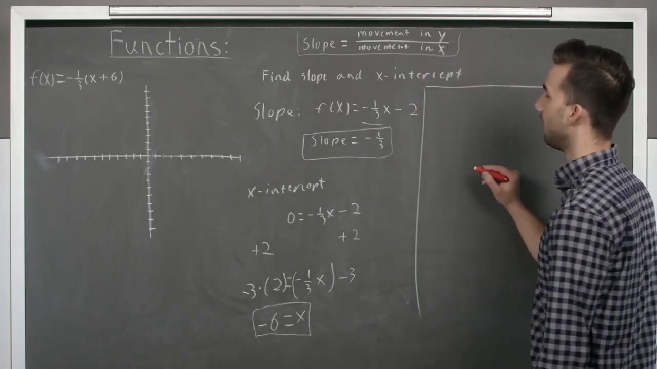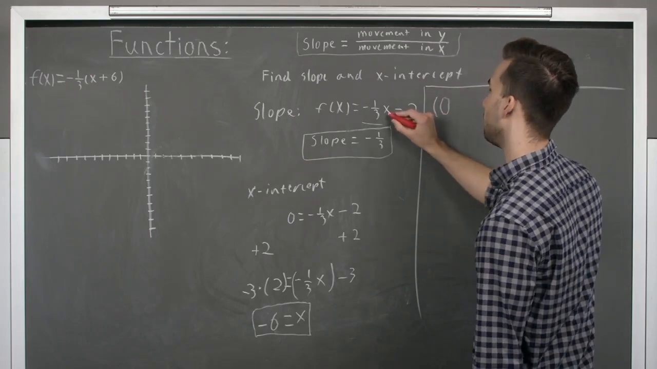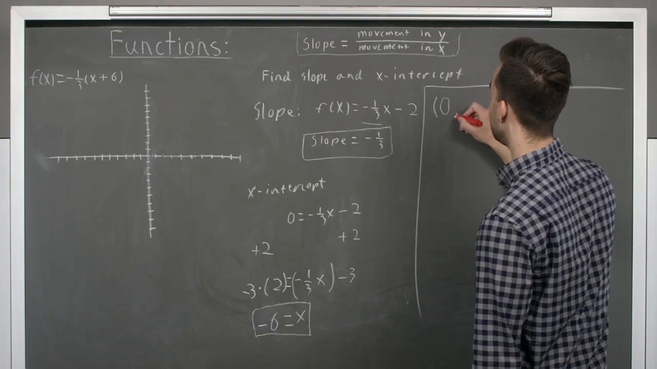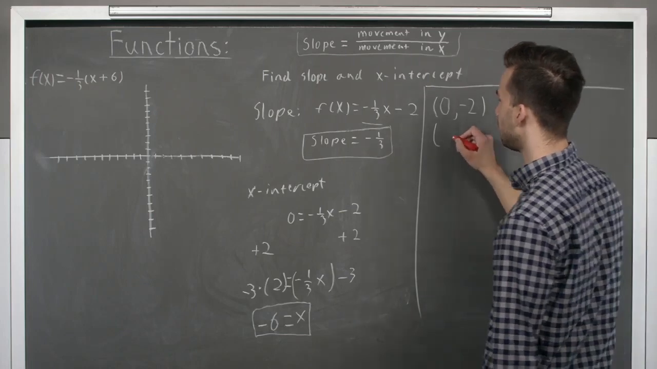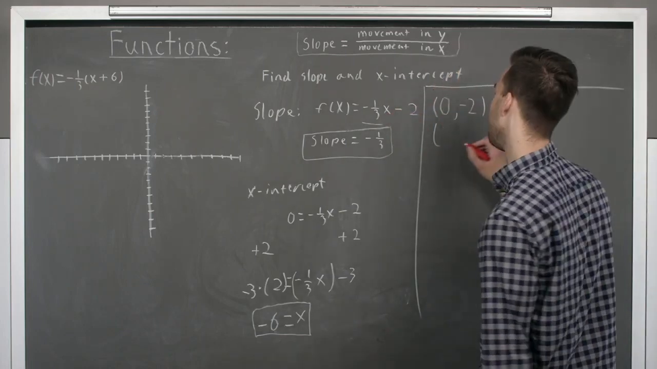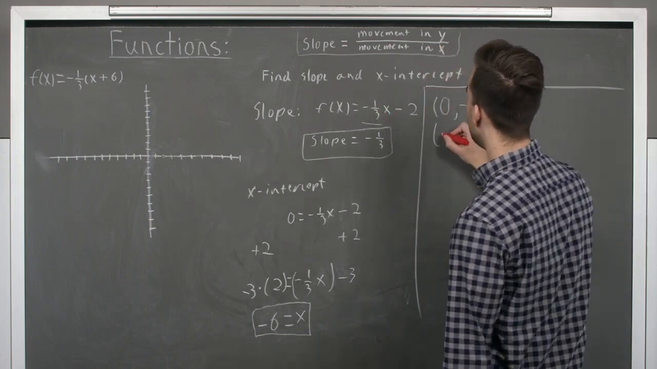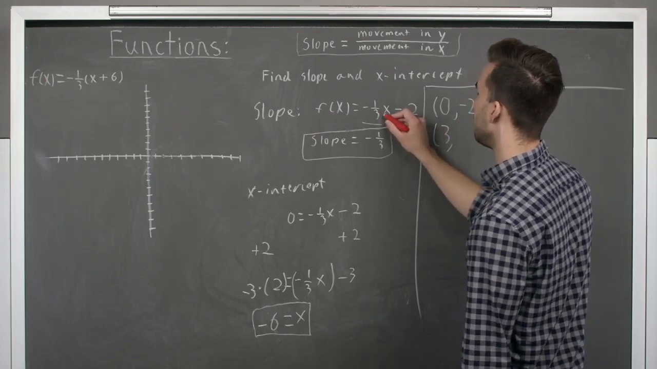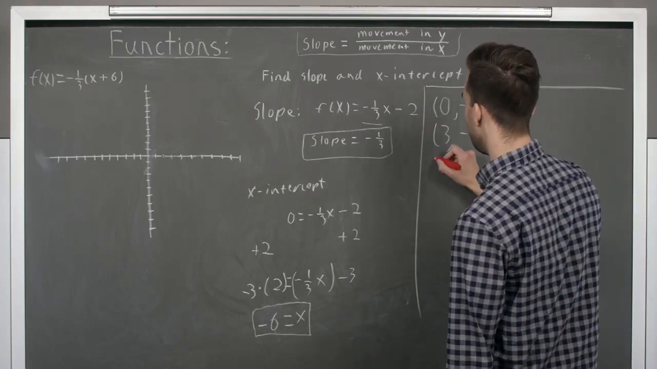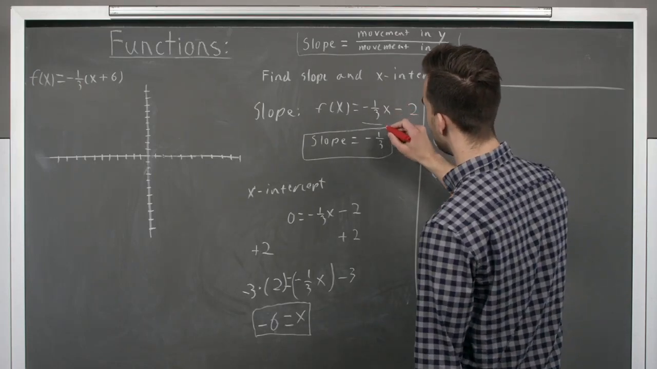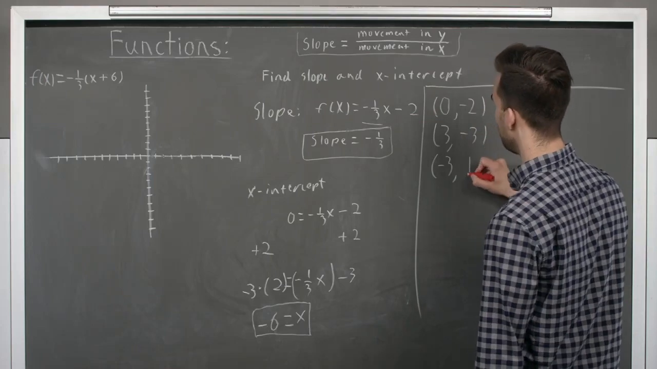Well, let's try x equals 0. So for x is equal to 0, we have 0 minus 2. That gives us minus 2 in the y direction. And then let's do 3, because that'll be easy to calculate. So 3 times negative 1/3 x gives us negative 1. Negative 1 minus 2 gives us negative 3. Okay, and then let's do negative 3 now. So negative 3 would give us positive 3 minus 2, and it would give us 1 in the y direction.